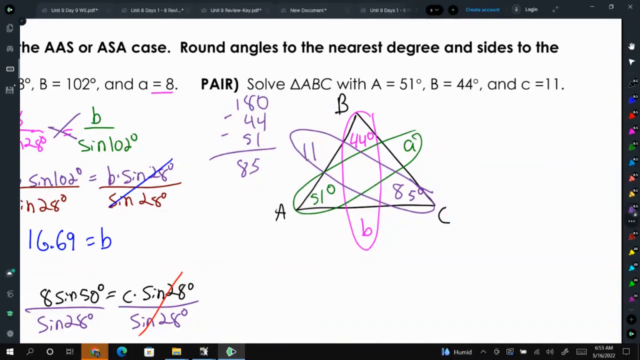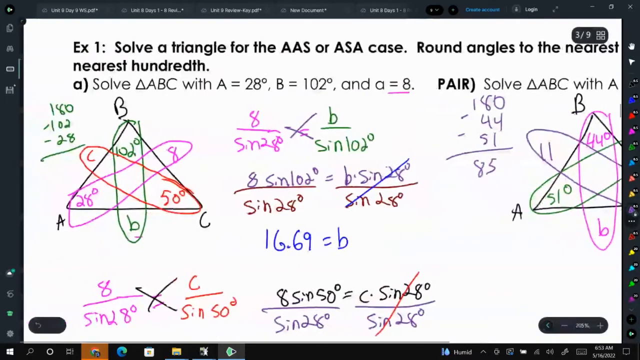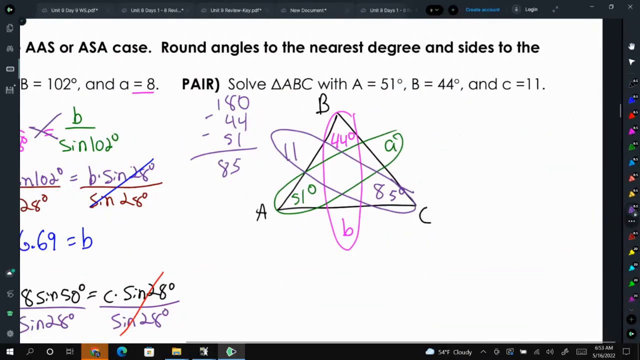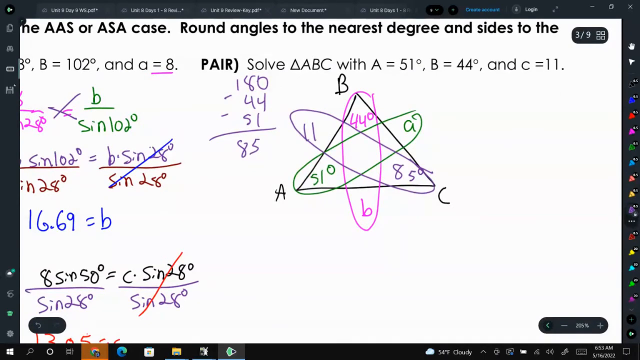So go ahead, pause the video, try this out, just like what we did over here. And then when you're done, unpause the video to check your answers.